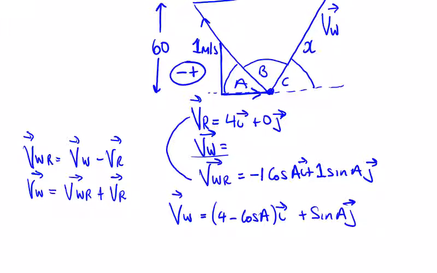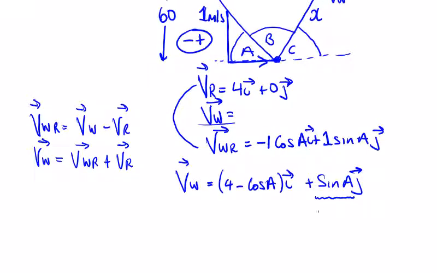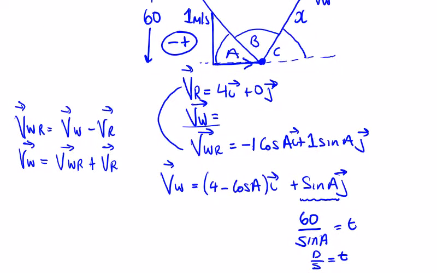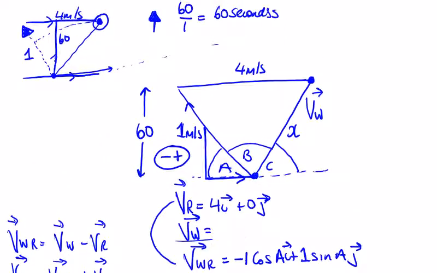So if we look at my vectors here, the j direction is going to tell me the speed it's traveling at in the j direction, and it has to go 60. So distance divided by speed is going to give me the time taken to get there. Distance over speed is equal to time. So that's looking at my j direction going across here.